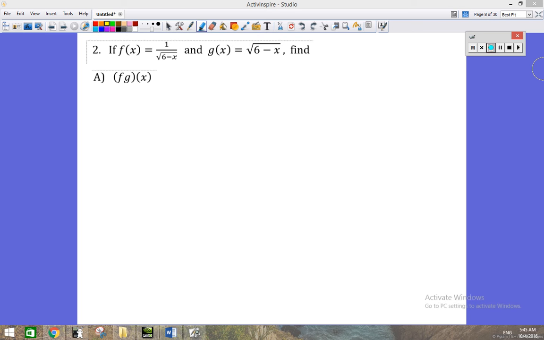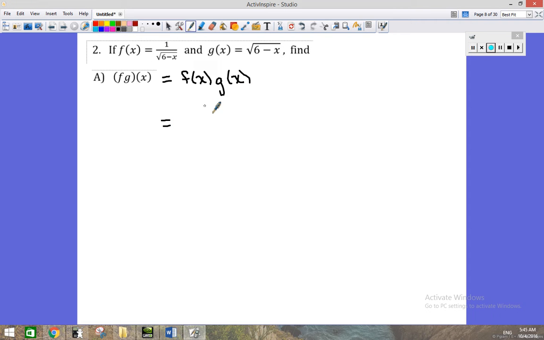So let's take a look at problem number 2. It asks us the same things that it did in problem 1. Find the expression for: build a new function fg using functions f and g, build a new function f over g, build a new function g over f. So from problem number 1 and from class, we know that this notation simply means to take f of x times g of x.